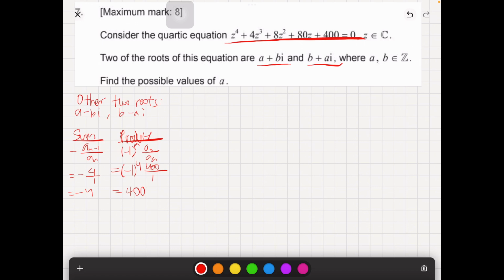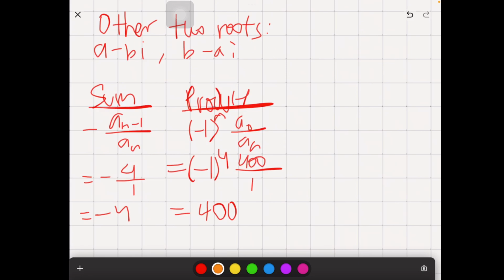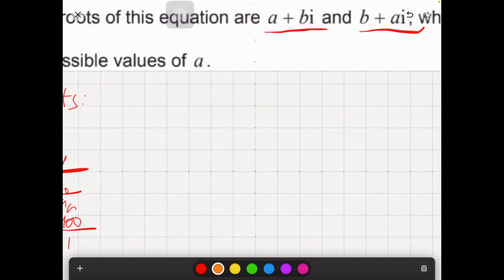Now you might be thinking, what are we actually going to do with this information? Basically, what we're going to do next is equate this sum and product with the actual sum and the actual product of the roots. Remember how we found the other two roots up here? We're going to use those two roots again in order to find the sum of the roots and then the product of the roots. So let's do that.